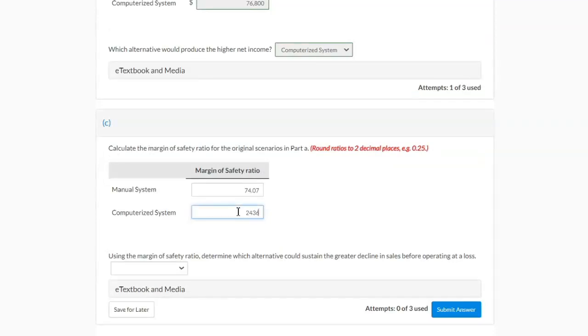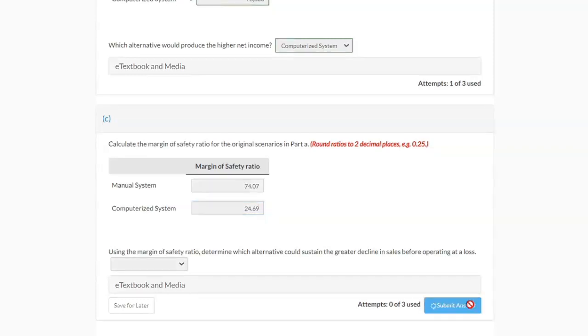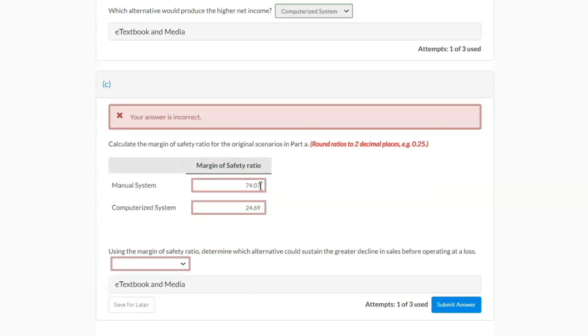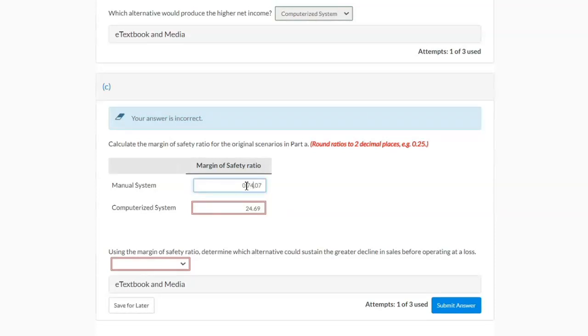So you see the margin of safety is much greater for the manual system than for the computerized one. No, it will take the points, not the percentage. Yeah, I think you're right. 0.74. Put that first one as 0.7. It's just the way you put it in. I think your numbers are right. And put this one as 0.45 or 47.